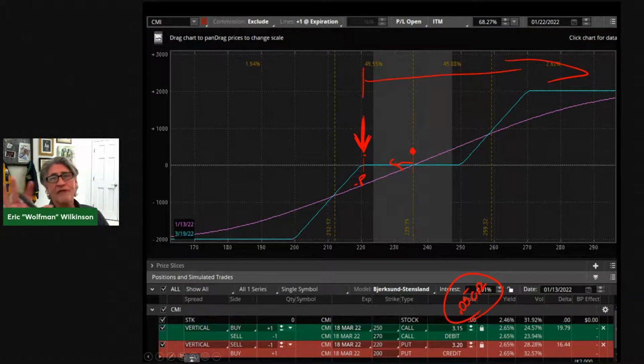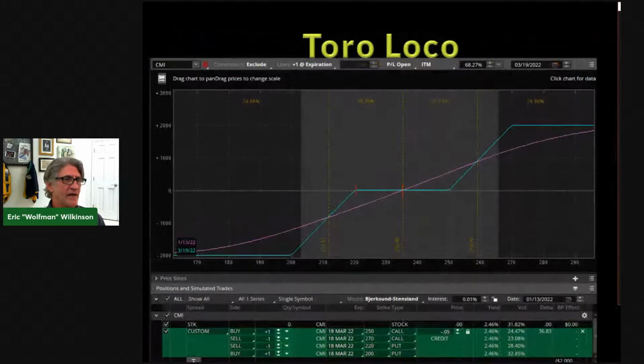So if you walk away from this with nothing else, like all you do is Toro Loco as a double bull spread and do it for a credit, I'm fine with that right now, folks. I am fine with that because if you don't do it for a credit, it is going to shift, which this is done for a credit. I went back to that well.